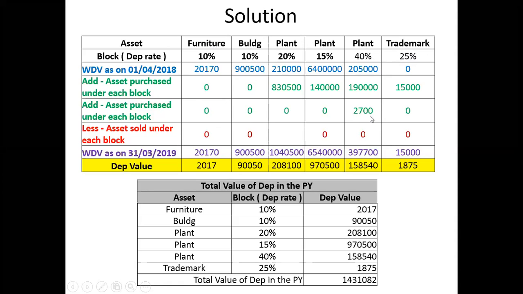So we have to make a separate column for books. It is better because each asset will be classified in that particular block. Or else, Rashmi, you club furniture and building as 10%. So you have only one 10% block, one 20% block, one 15% block, 40 and 25. That is also permitted. Yes.